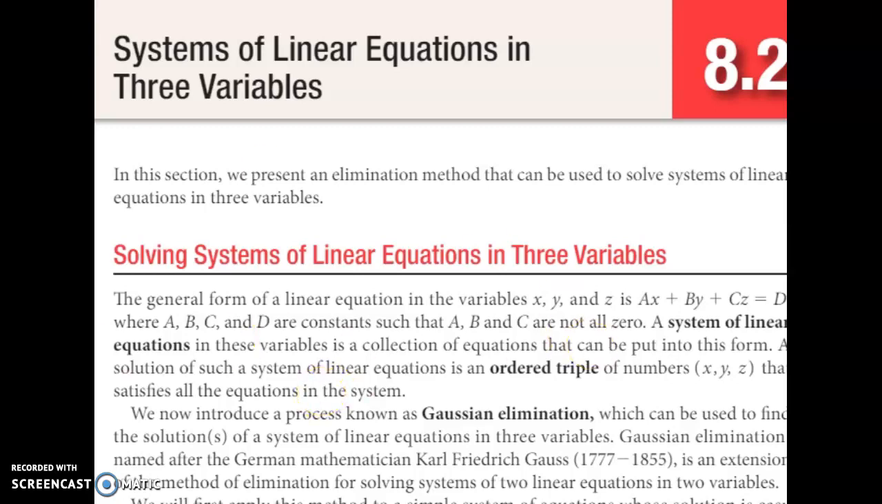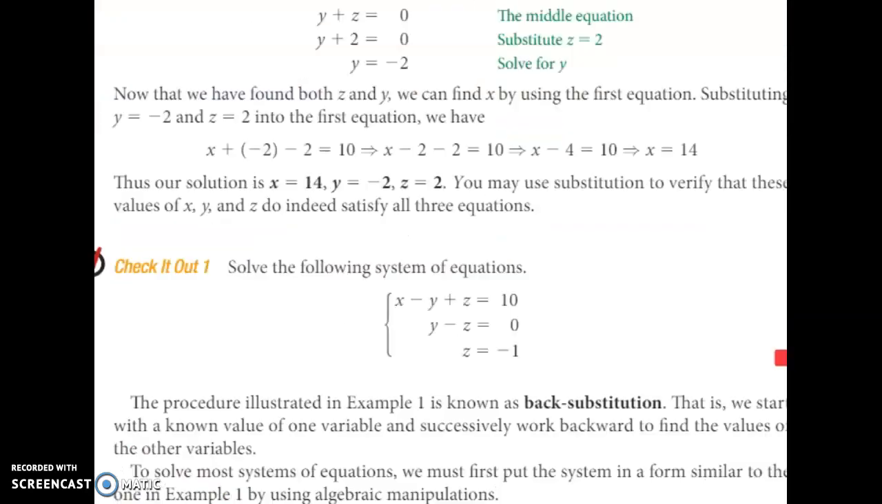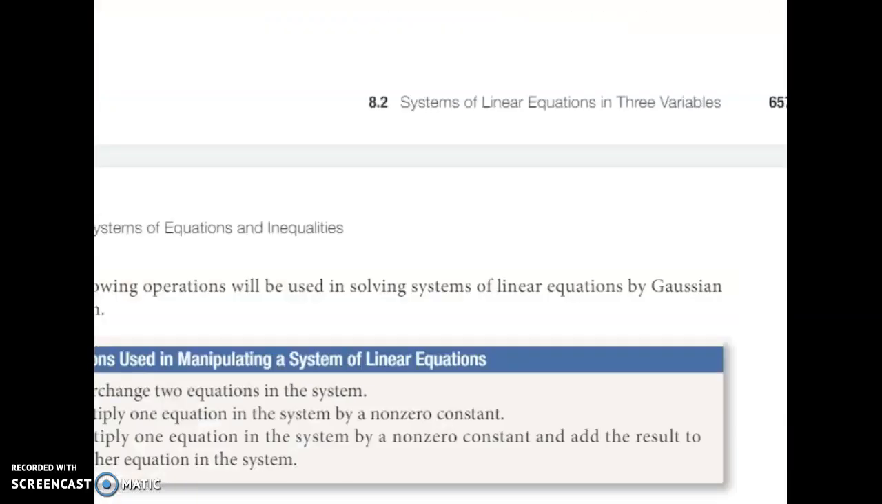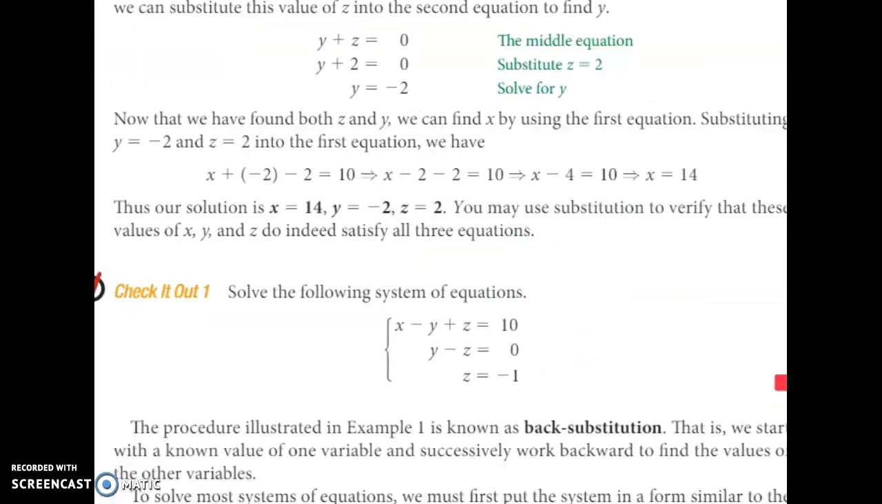This is section 8.2, systems of linear equations in three variables. Notice that they kept out the inequalities. So when you have three variables, where do they have the result system? Well, they really don't. They have it in three variables, x, y, and z, and three such equations. Now, how does it look?